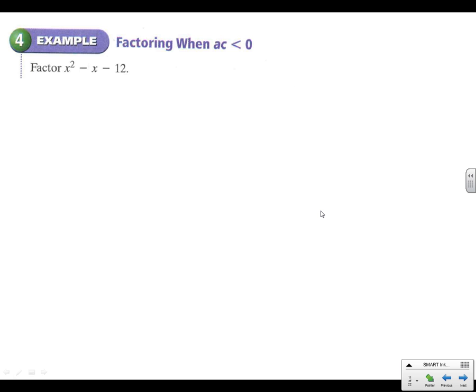All right, how about when we have a negative and a negative? So now we're multiplying to negative 12, and we're adding to negative 1, right? So we have to have a difference of 1 here. If we're adding to negative 1, that's also known as subtracting to 1. So how do we get to multiply to 12 and subtract to 1? How about 4 and 3?